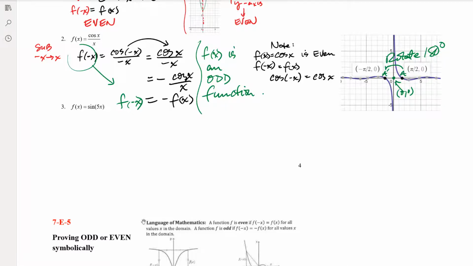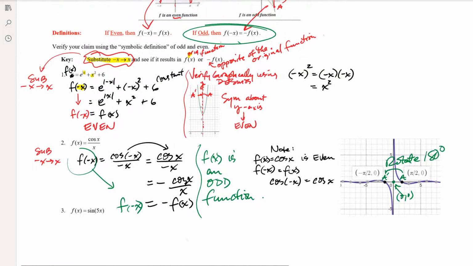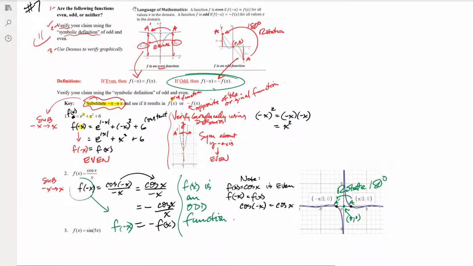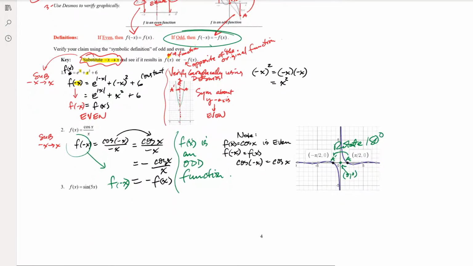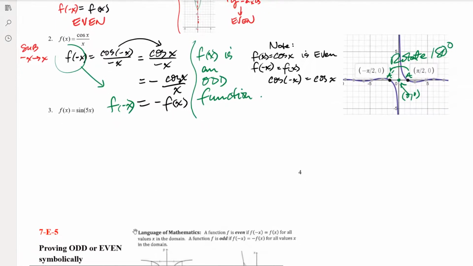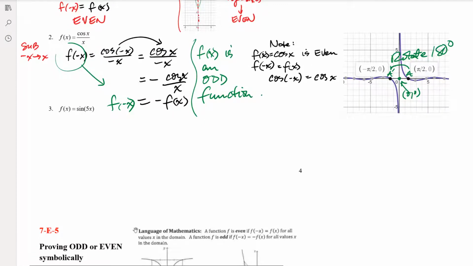All right, next one. In this section, on number 7, we have to analyze 3 functions. So let's go to the third one here. f of x equals sine of 5x. So once again, I do the same thing. I want to substitute.